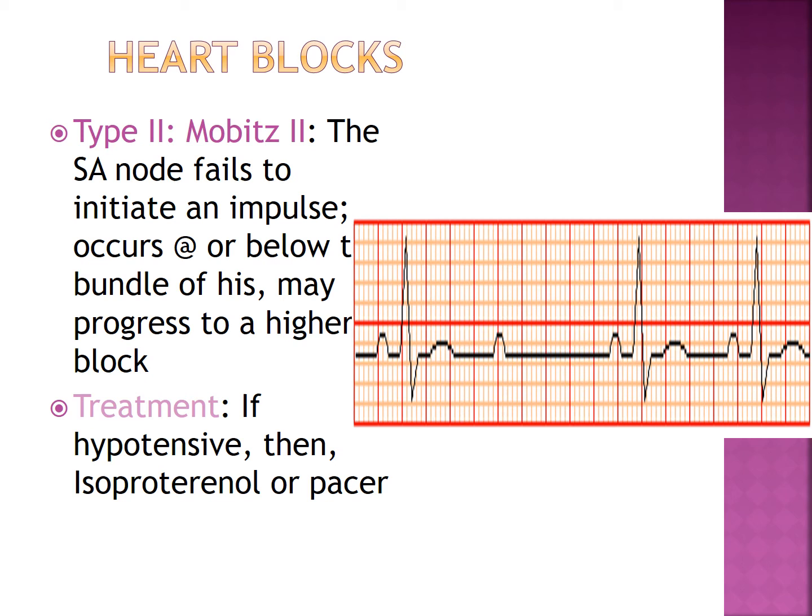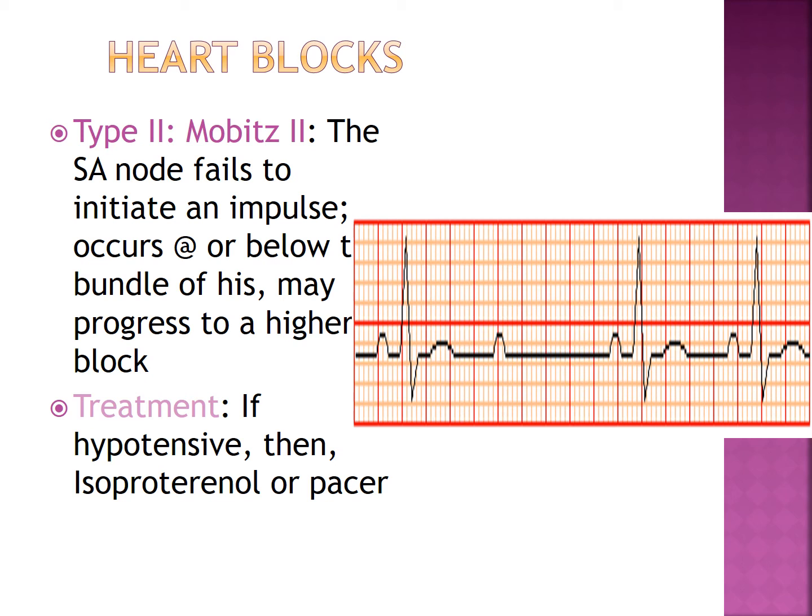What's really scary about this is you don't see it coming. So you have a normal P wave followed by a QRS, and then the next, we have a normal P wave but no QRS. And you can lose multiple beats in a row. You don't see it coming. And this can quickly progress to something scarier. You're on your way to a complete heart block. All right.